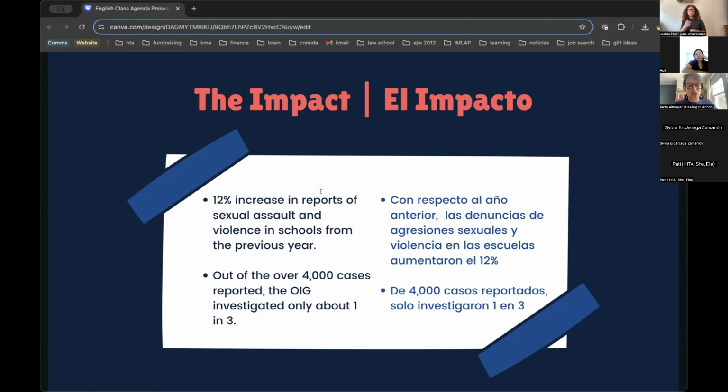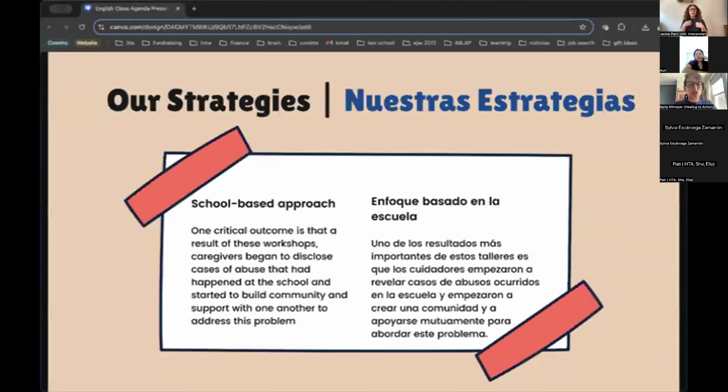So I want to move to our strategies now for the campaign and what we've been doing. There have been two critical strategies. The first has been a school-based approach. One of our approaches has been working with a school within the district to develop a blueprint for other CPS schools. In 2022, we collaborated with Walsh Elementary, a school of 300 students in Pilsen, that had a better track record of implementing sexual health education.